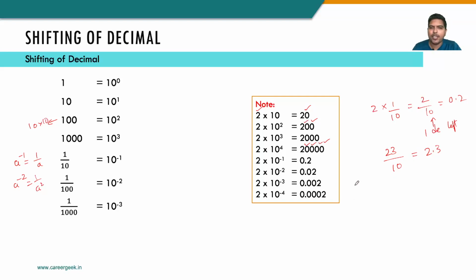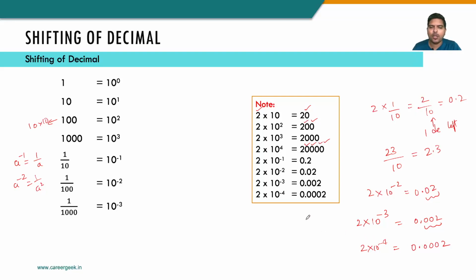The same way, you multiply 2 with 10 power negative 2. How many decimals will you need to introduce? Two decimals, okay? 0.02, a 0 and a decimal. So two places have to be introduced. Similarly, we multiply 2 with 10 power negative 3. So three decimals should be there, 3 digits to the right of the decimal. 2 has to be shifted 3 times. Same, 10 power negative 4 is 1, 2, 3, 4.